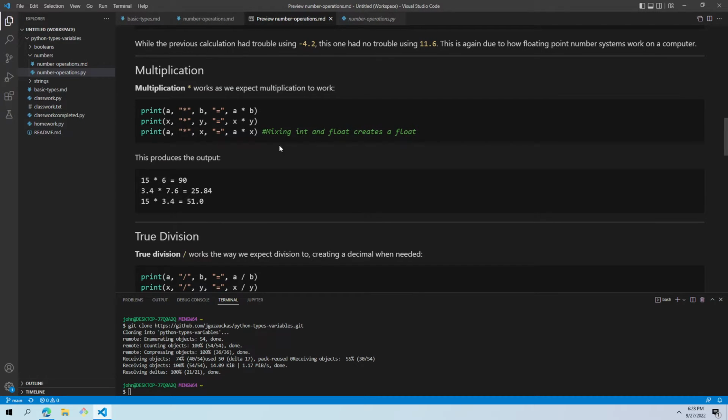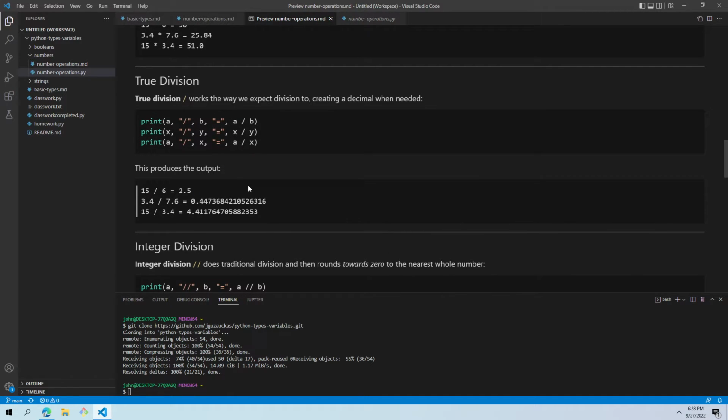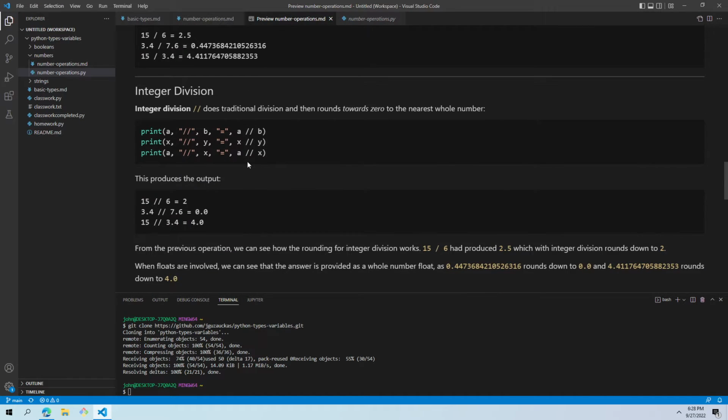Multiplication works the same way we think it does. Even mixing integers and floats creates a float. This works all normally. True division is normal division. So if we had two numbers and you divide them, you could get a decimal answer. In this case, we've got a few samples here, including one where an integer and a float are mixed together to get a float. So this works like typical division.